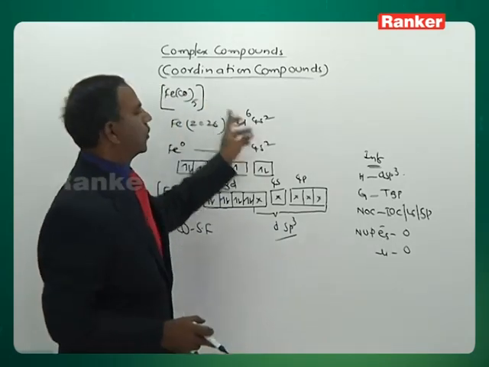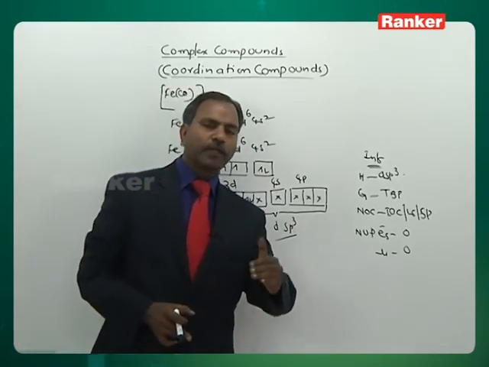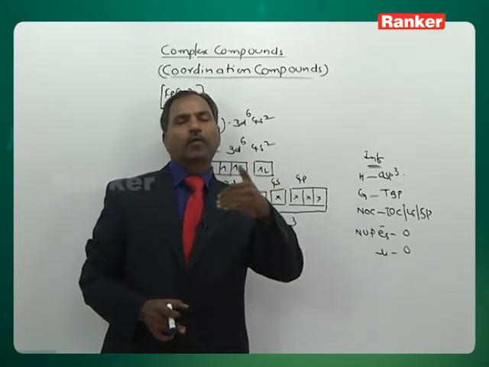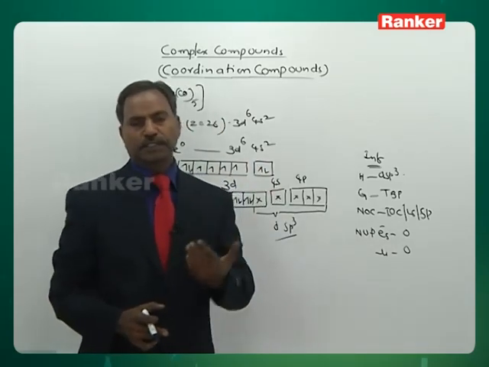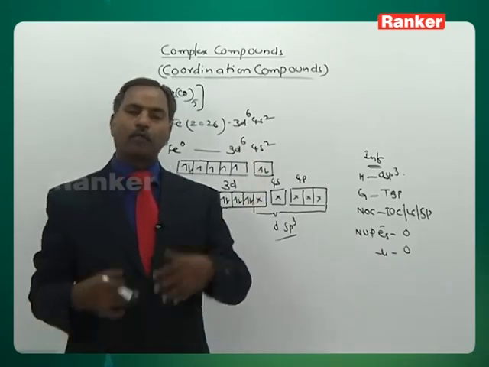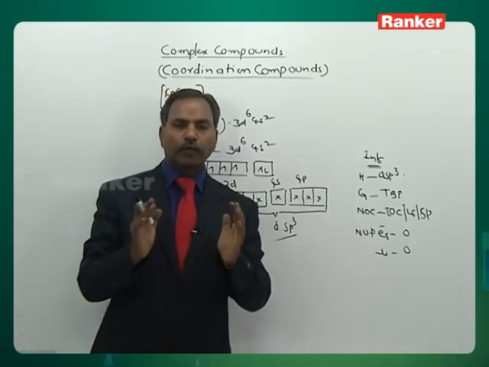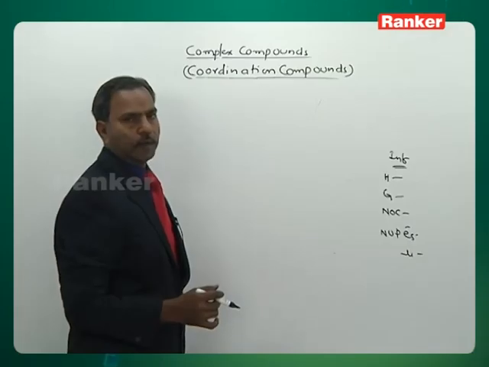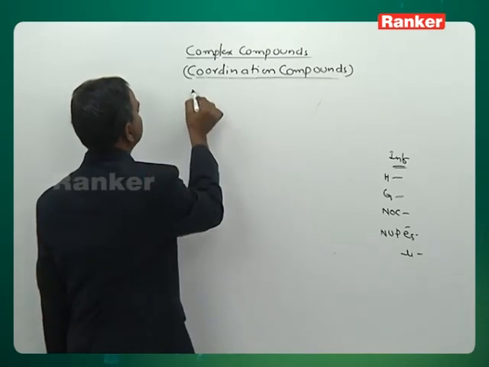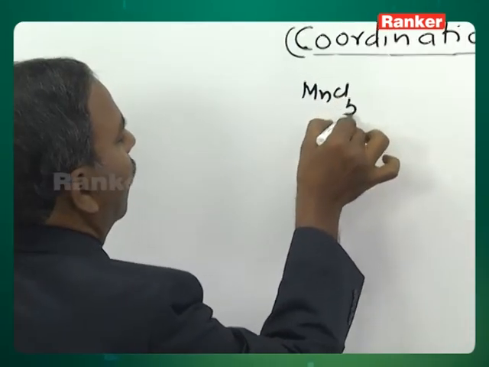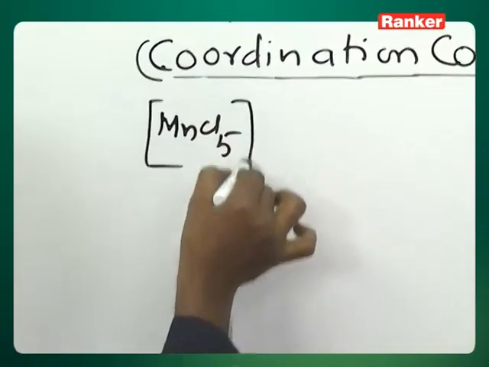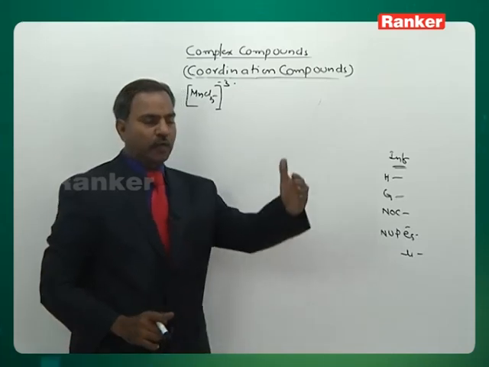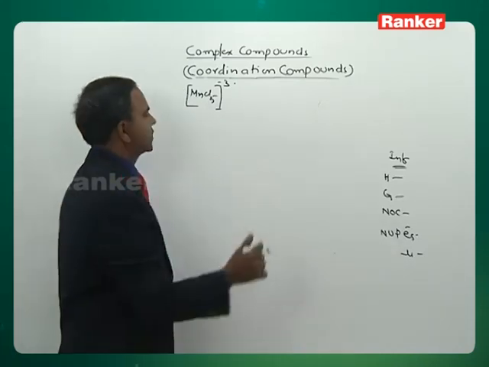Here we have taken a carbonyl ligand, which is strong field. Once you take a weak field ligand in coordination number 5, what happens? We will discuss it. This is a strong field ligand. I will show one more complex with a weak field ligand. Look here, next complex: MnCl5 to the power of minus 3. Let us follow all the steps you have taken for the other complexes.